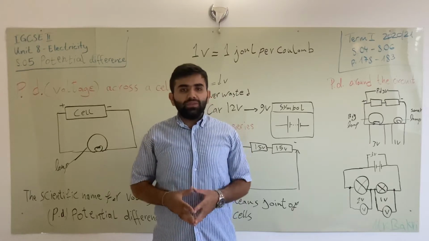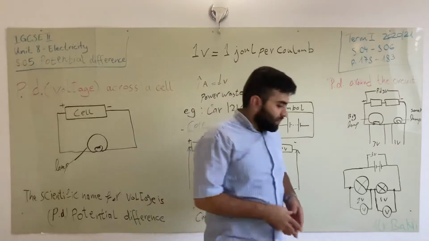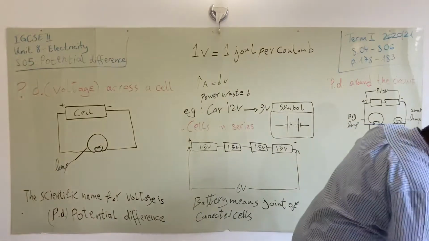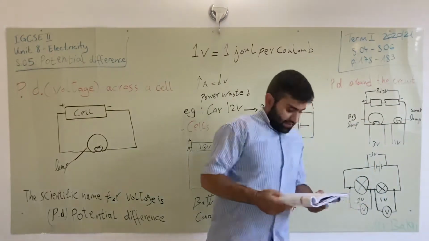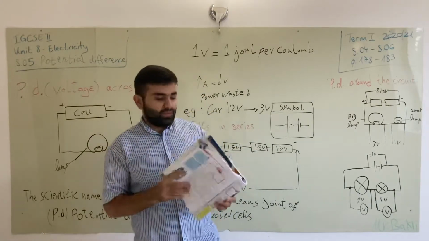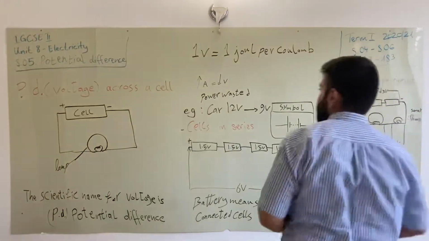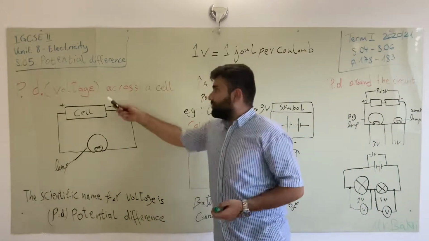So we're going to continue with 8.05, the potential difference. It's on page 180, as you can see here in your book. So first of all, we'll talk about potential difference, or voltage.